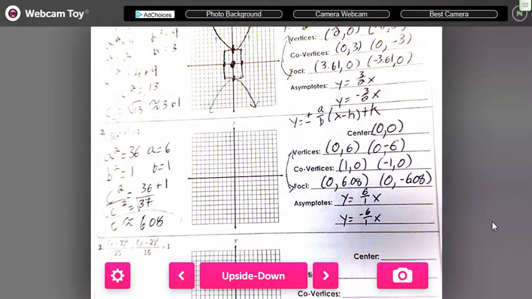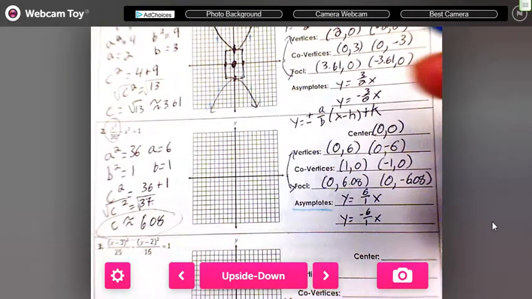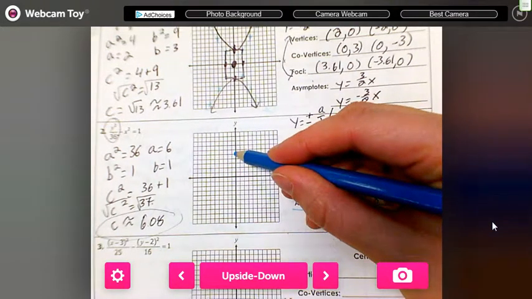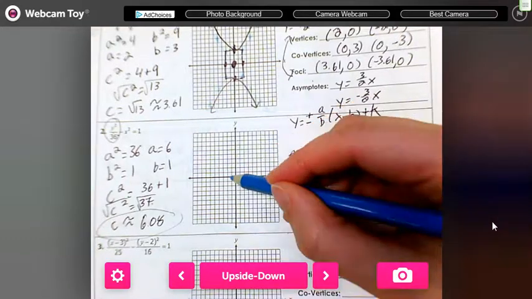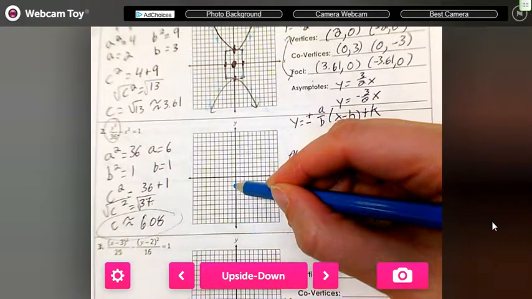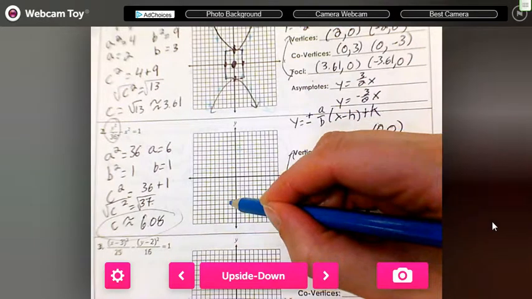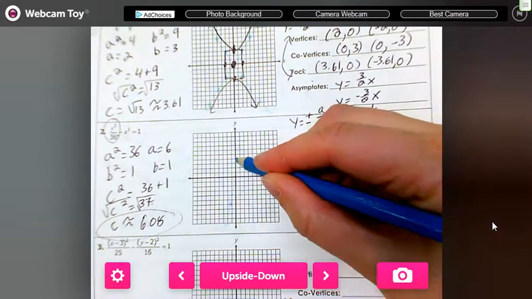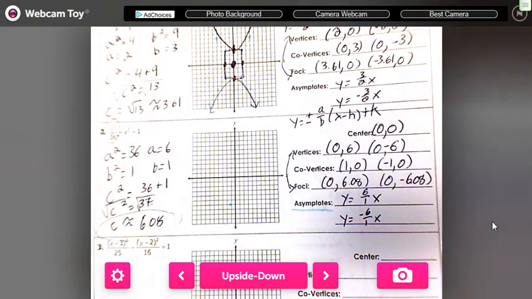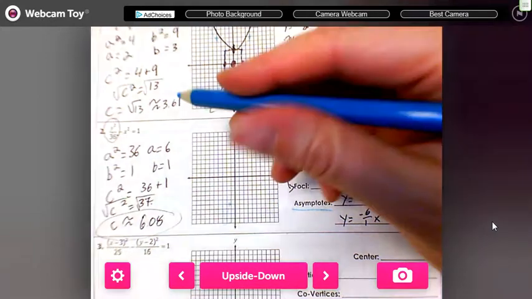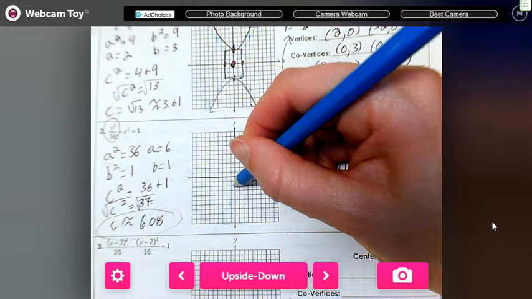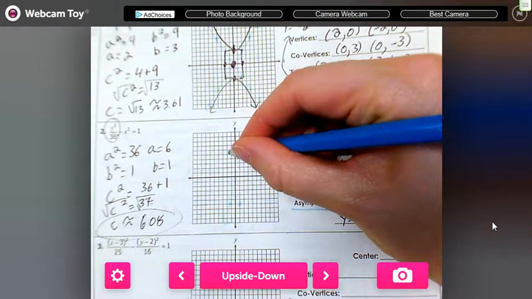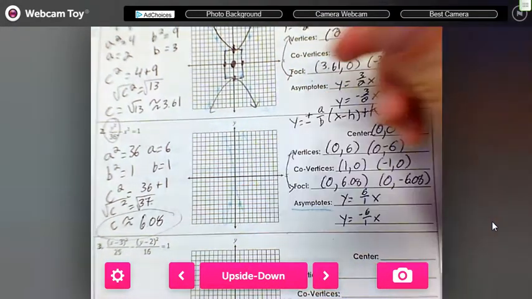Okay, so the first thing I'm going to do is graph my asymptotes. I'm going to start at 0 and go up 1, 2, 3, 4, 5, 6 over 1. Or at 0, I'm going to go down 1, 2, 3, 4, 5, 6 over 1. So right here in blue, that's my asymptote. Then I'm going to graph the opposite way, where I'm going to go down 6, 1, 2, 3, 4, 5, 6 over 1, or up 6 over negative 1. Okay?